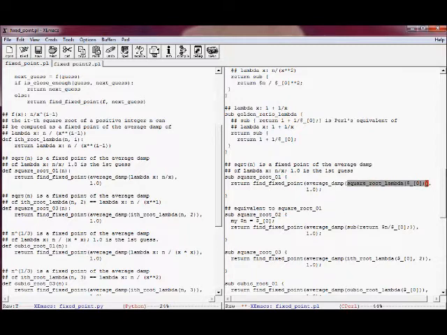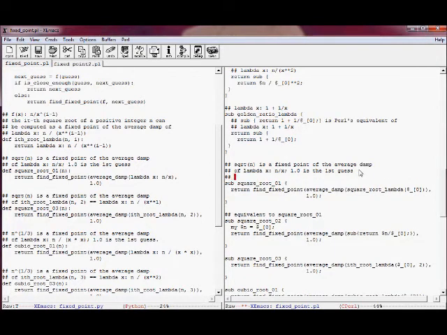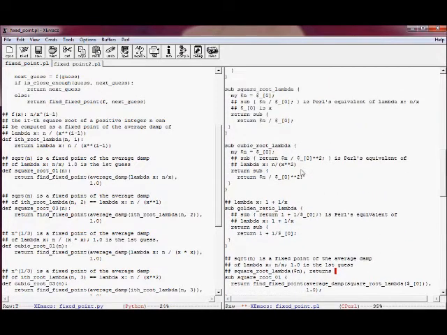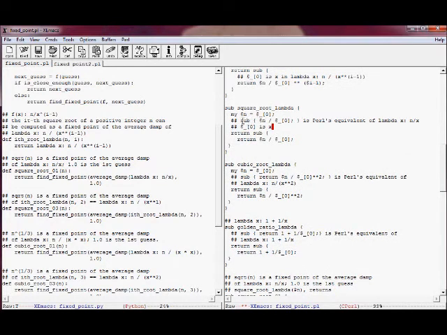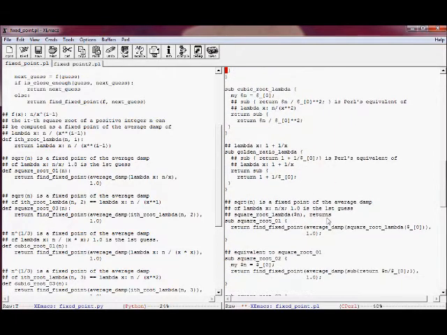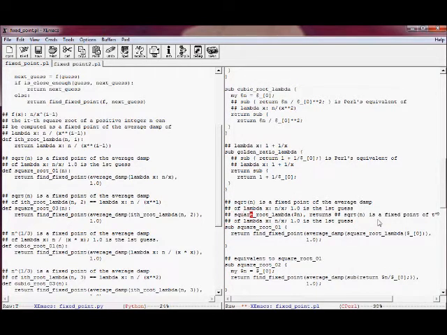So this is the average damp of the square root lambda of the first argument, and the square root lambda of n, the scalar n, returns, if we go up, we can see what it returns. It returns this anonymous function, essentially Perl's equivalent of lambda x: n over x.